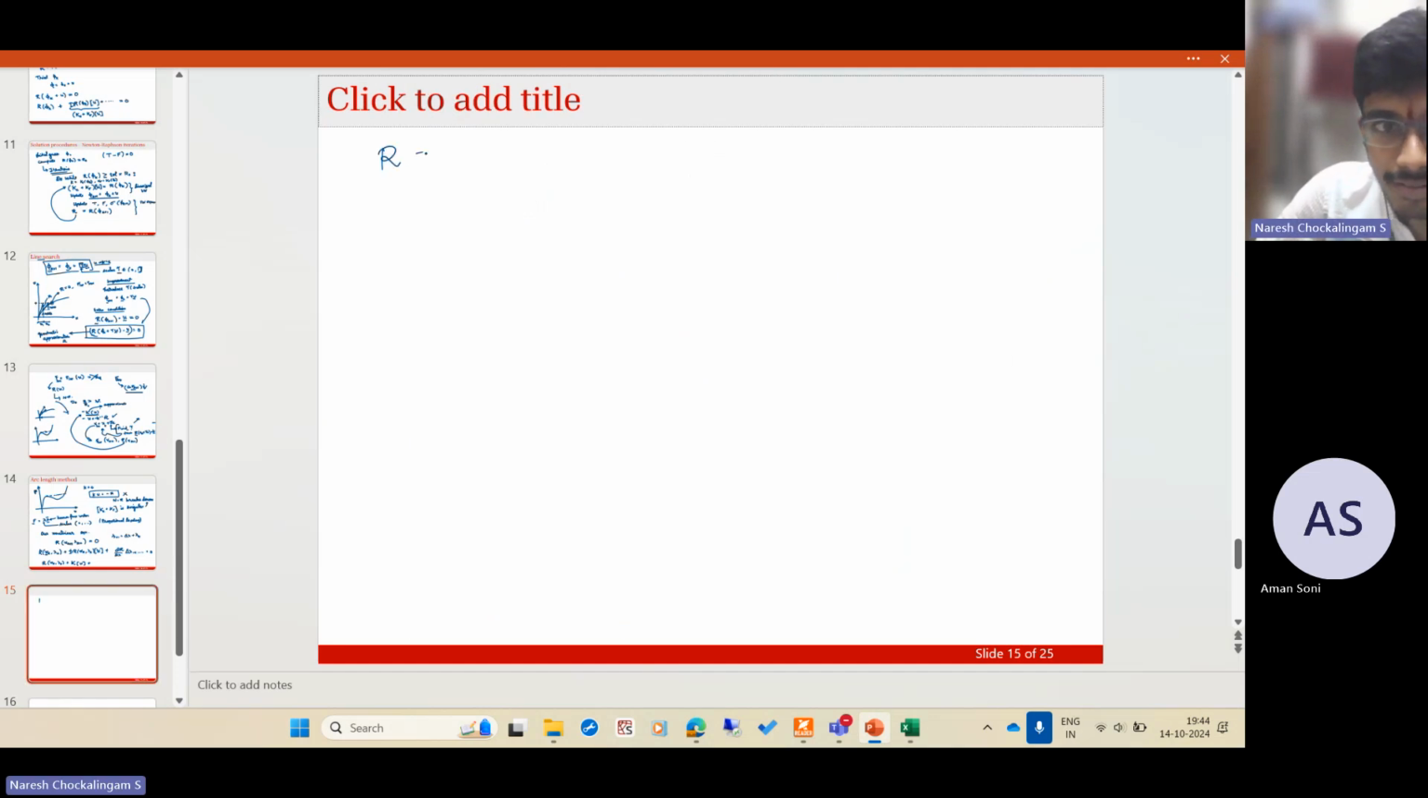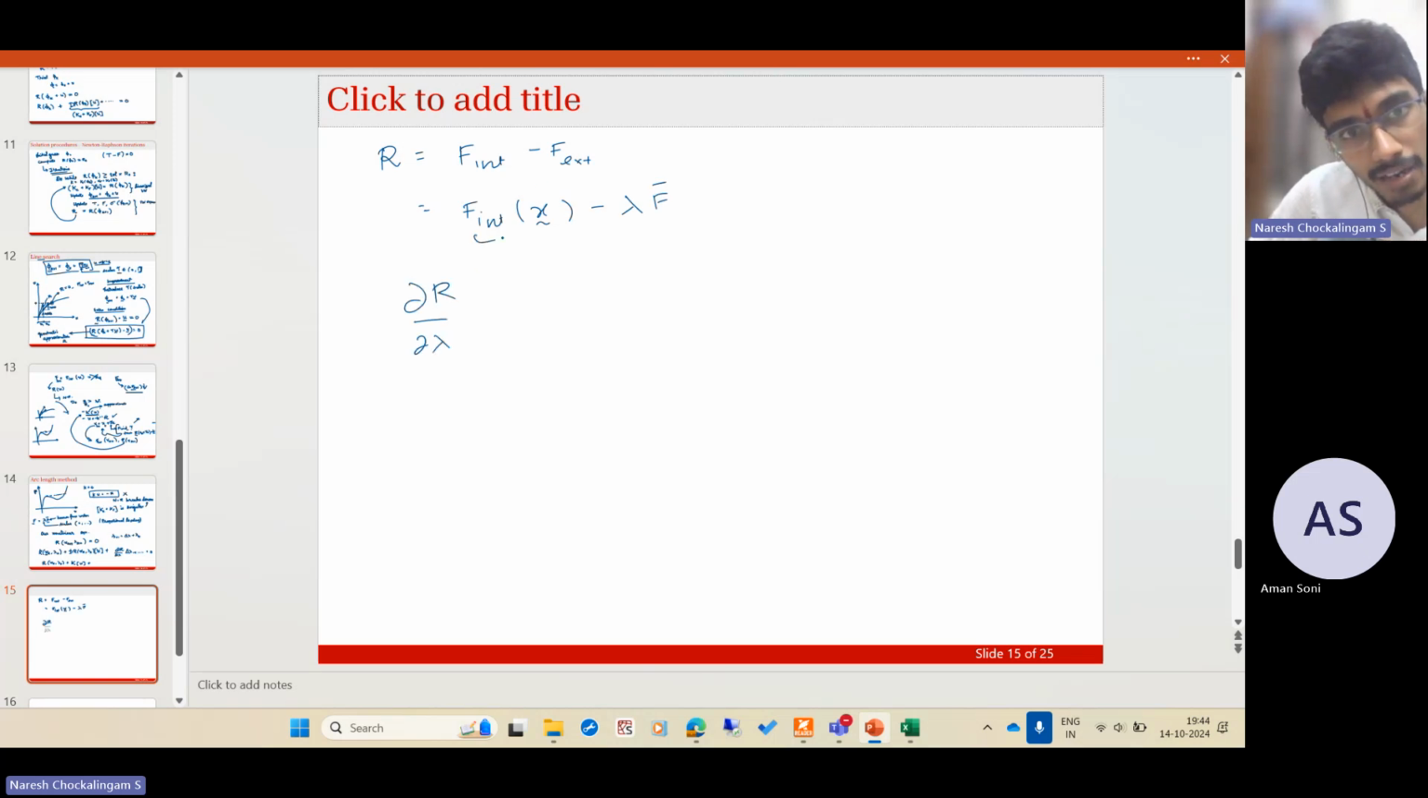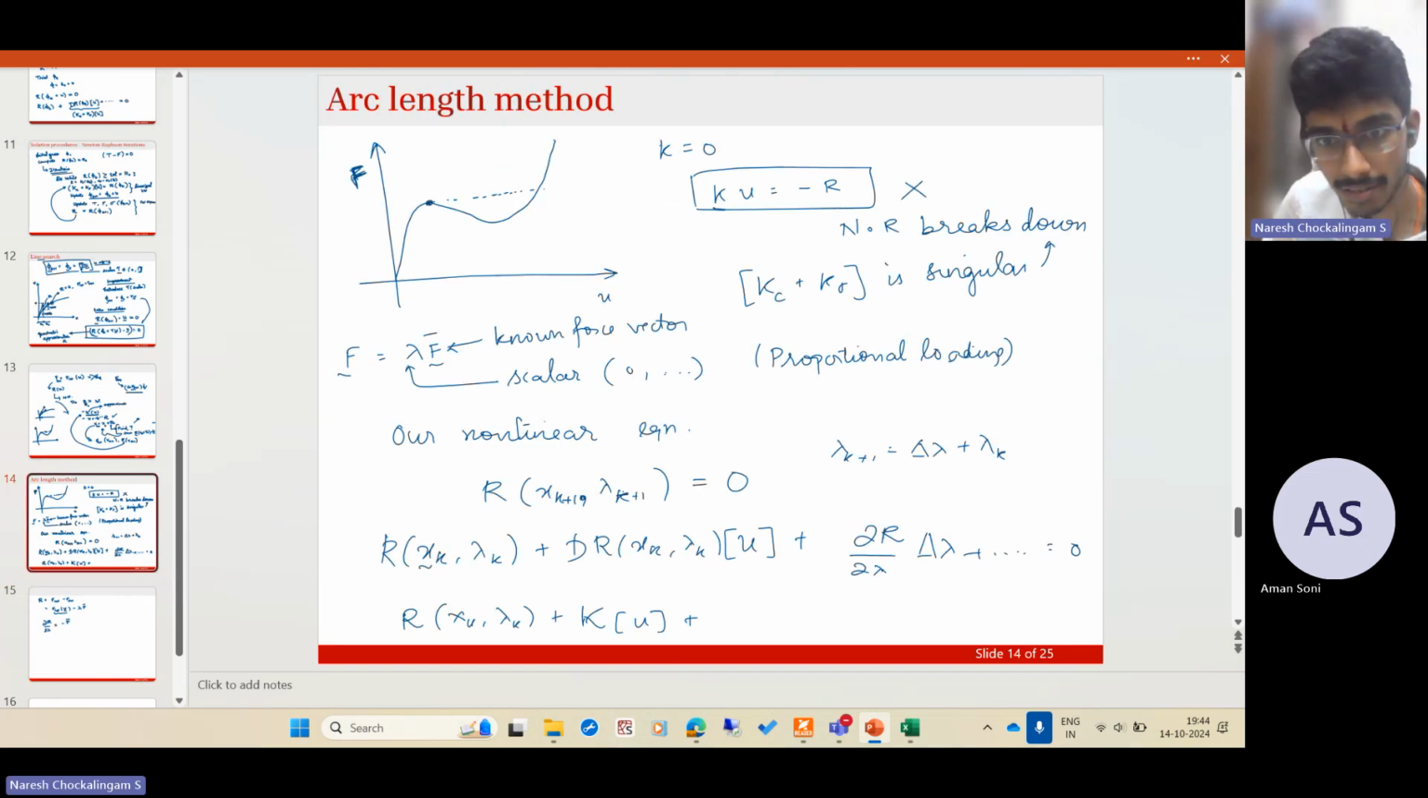So r is f internal minus f external, and f internal depends only on the current configuration x, and f external, we saw, is lambda times f bar. So dou r by dou lambda is what? This will not depend on lambda. The internal is not going to depend on lambda. So it's only minus f bar. So this one is just minus f bar times delta lambda, and this is equal to 0. So this is the equation we'll be solving for.